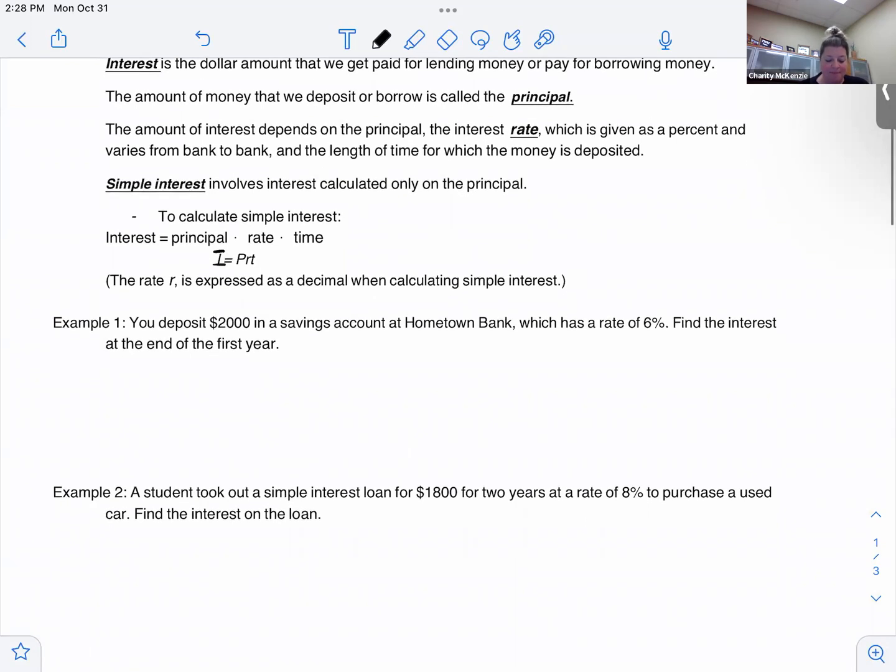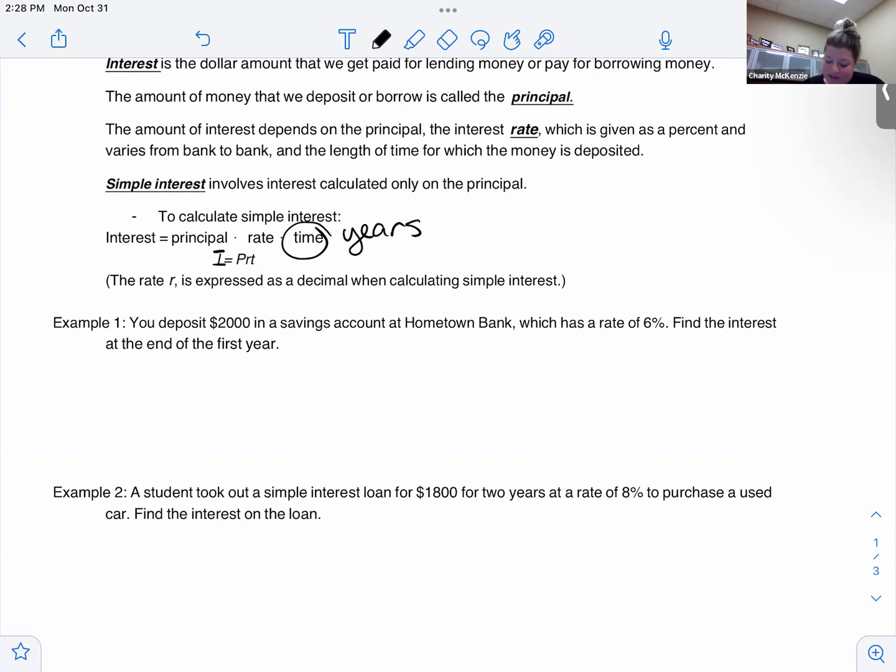So look at this first problem. You deposit $2,000 into a savings account at Hometown Bank, which has a rate of 6%. Find the interest at the end of the first year. So another thing is time is almost always in years. Almost always. For banking reasons, it's in years.